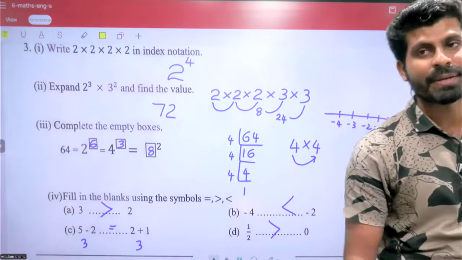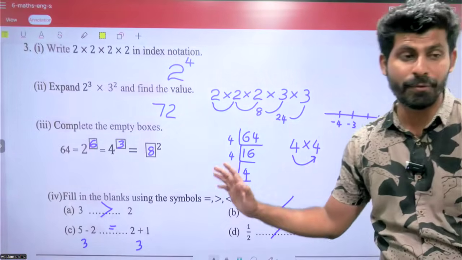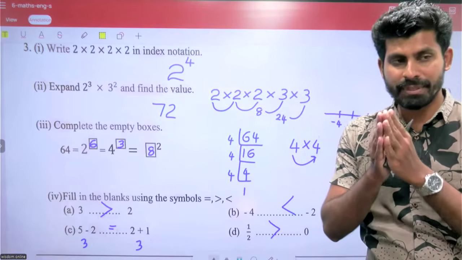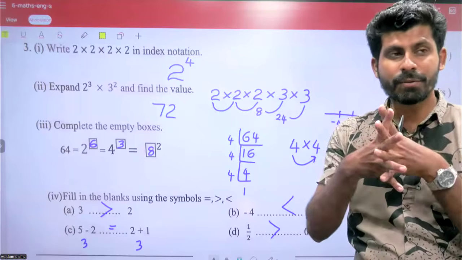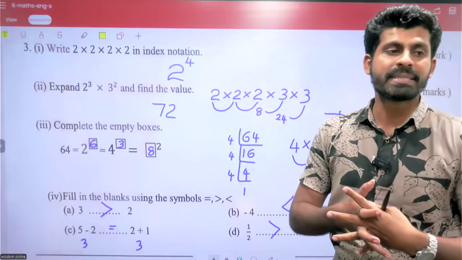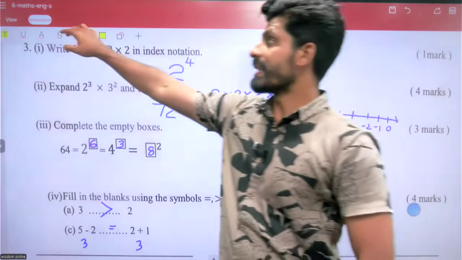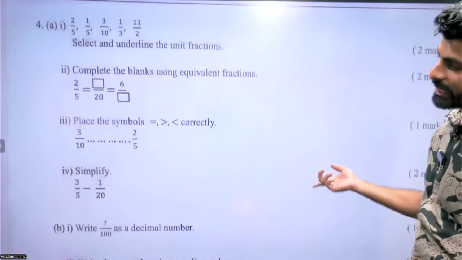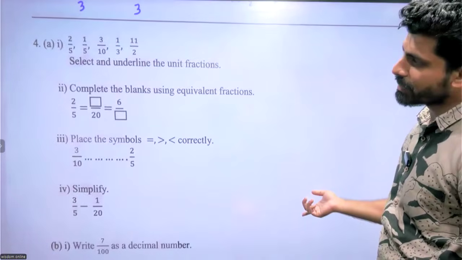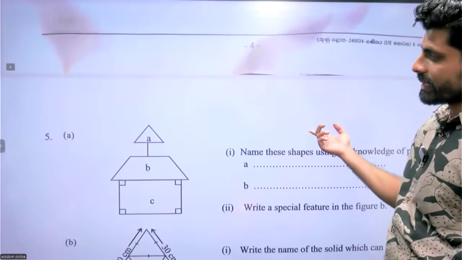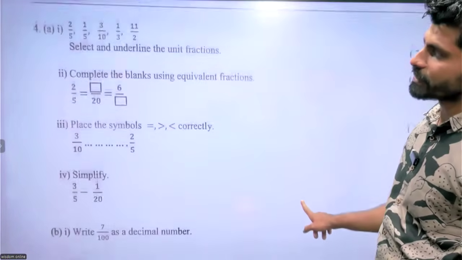Very easy. Now we can quickly move to question number 4. If you have any questions, just drop me a WhatsApp message. If you have any doubts, මොනහරි doubts තියෙනවා නම් තේරෙන්නේ නැත්නම් මට WhatsApp message එකක් දාන්න. Right, okay. Let's quickly move to question number 4, the first part, and question number 5 is also there.